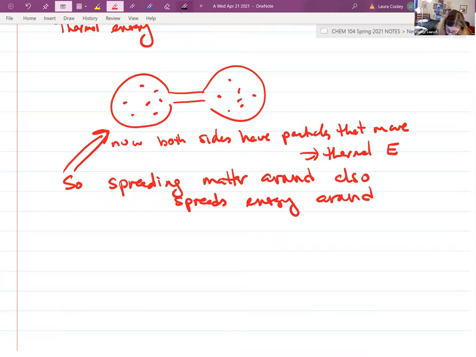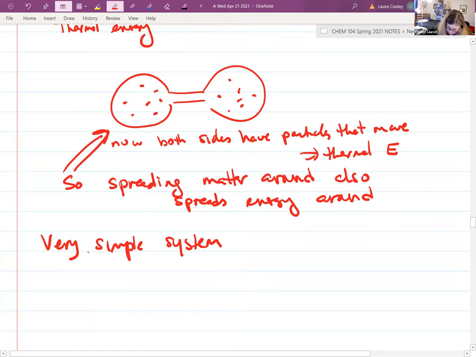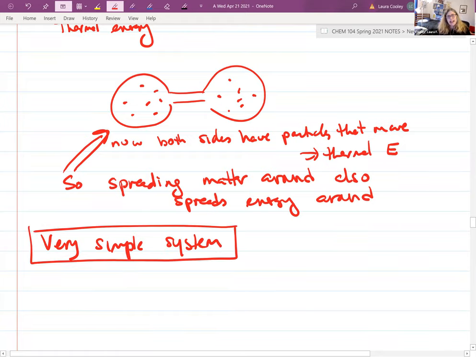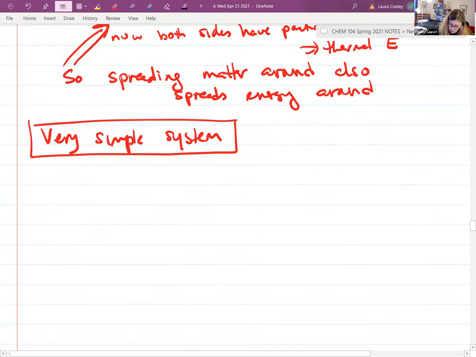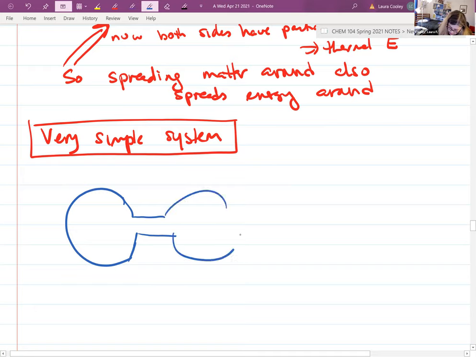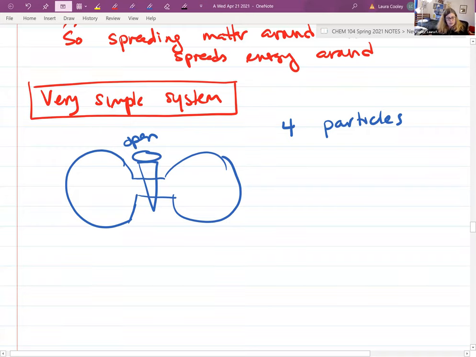What I want to do is spend just a little bit of time looking at a very simple system. And I want to actually calculate the number of ways of arranging the particles in this system. So I'm going to go back to this crazy example of two chambers connected by an open valve. And I'm going to have four particles, only four particles. But the reason why I chose four particles is because we can actually calculate with only four particles.